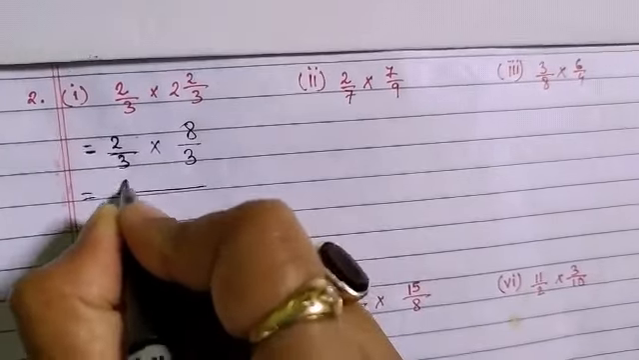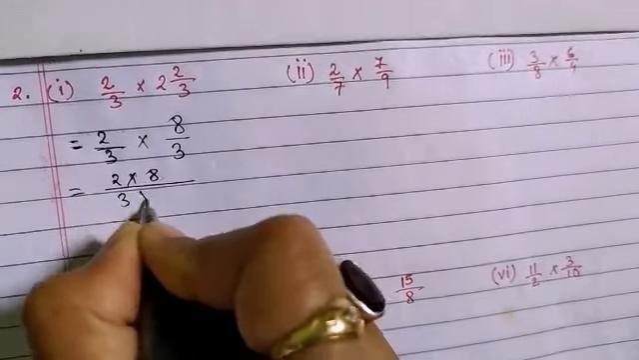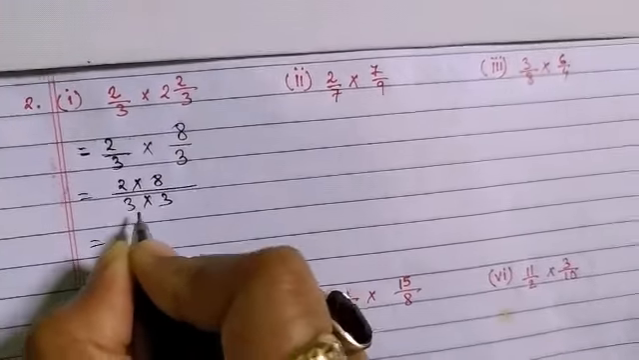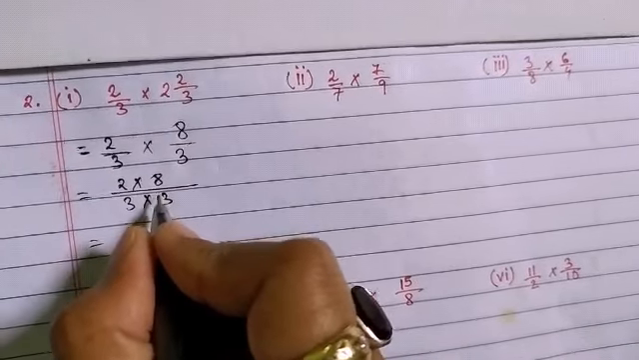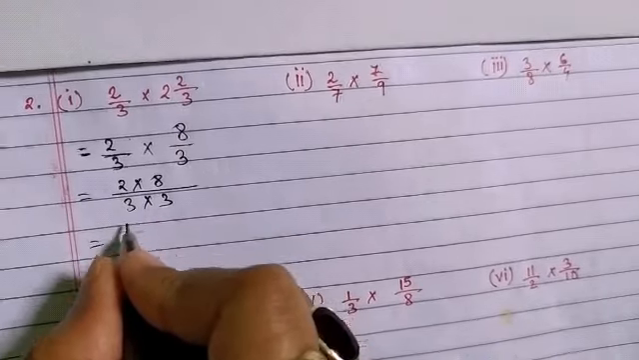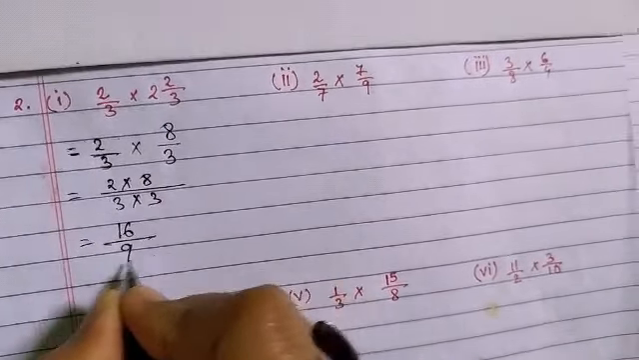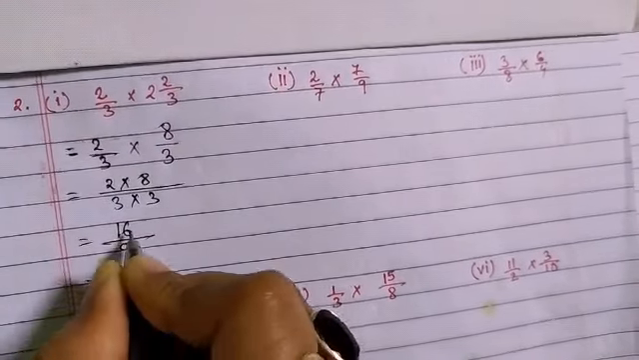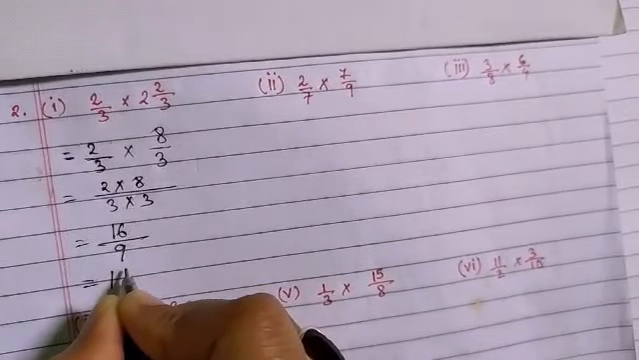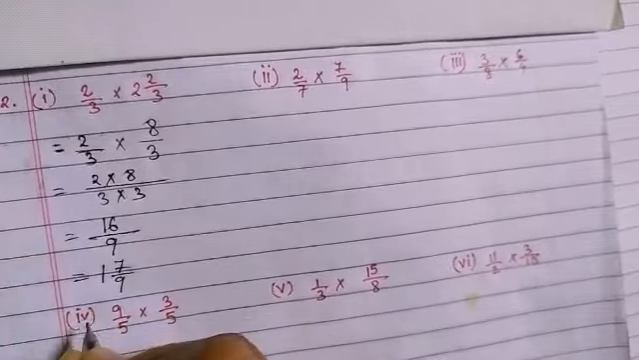Next, same process: product of numerator divided by product of denominator. Numerators and denominators cannot be cut, that's why it should be multiplied directly. 8 2s are 16 divided by 9. Then it is converted into a mixed fraction. 9 1s are 9. Then 16 minus 9, that means 7 by 9.